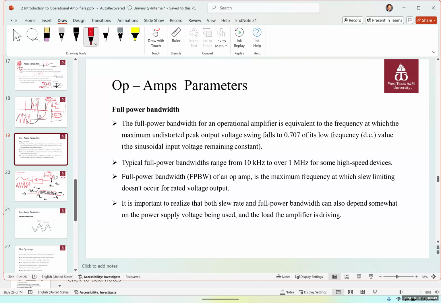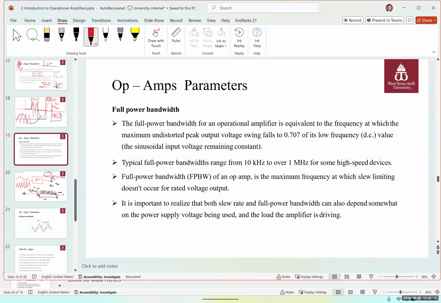The full power bandwidth, or FPBW, of an op amp is the maximum frequency at which slew limiting doesn't occur for rated voltage output. It is important to realize that both slew rate and full power bandwidth can also depend somewhat on the power supply voltage being used and the load the amplifier is driving.